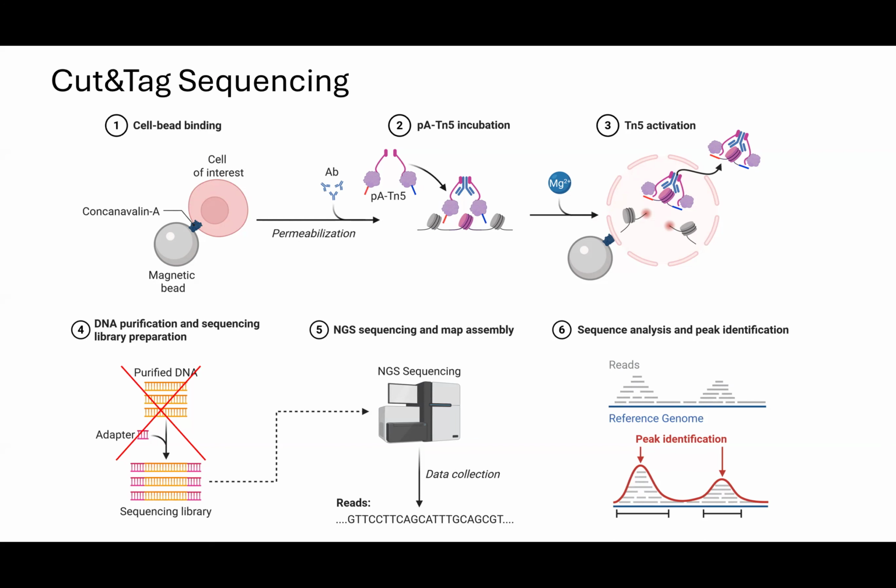Another thing for cut and run and cut and tag, since you're using cells or nuclei, is that the permeabilization of the cells and nuclei is really important. If you over-permeabilize them, you're going to have DNA you don't want getting out. But if you under-permeabilize them, the antibody's not going to get in and you're not going to get the target DNA out. So that can take a lot of troubleshooting as well.